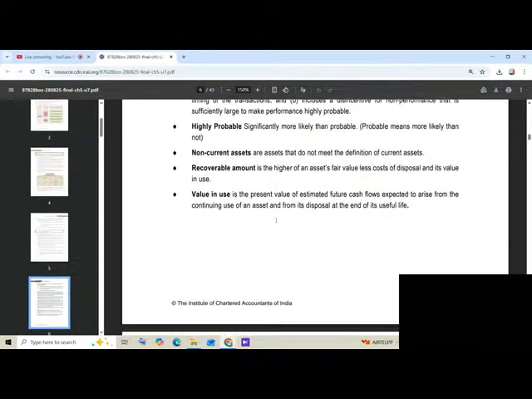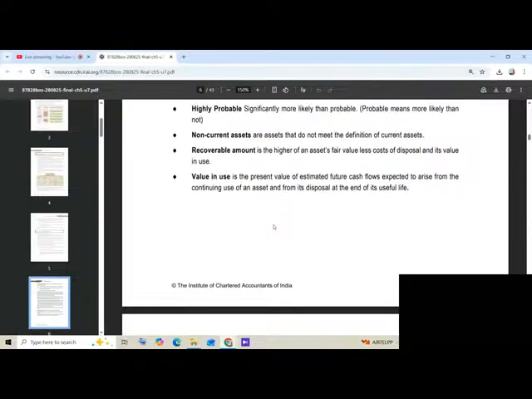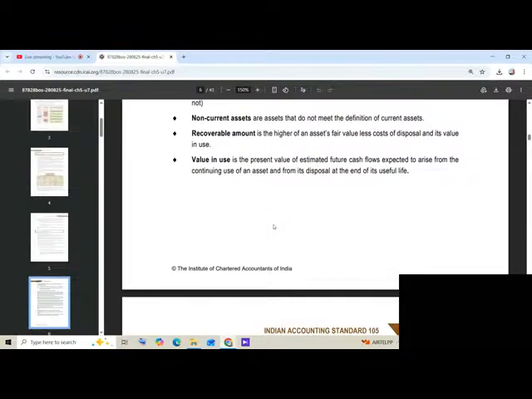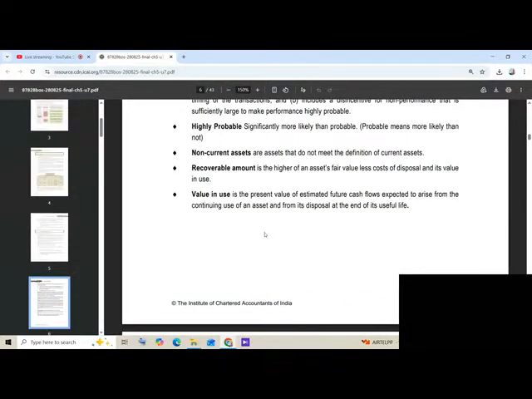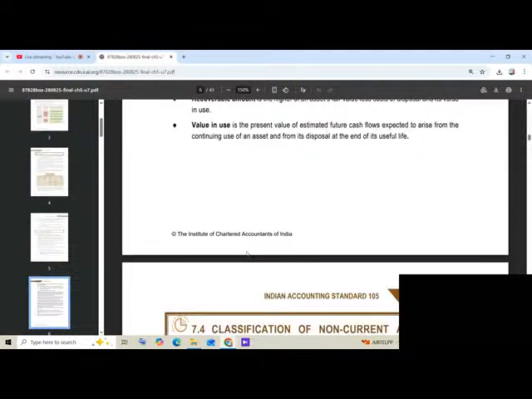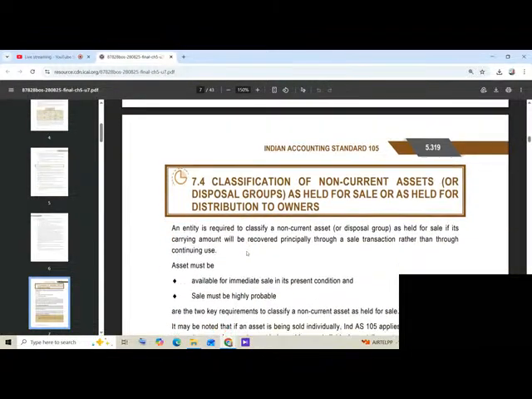Non-current assets are assets that do not meet the definition of current assets. The recoverable amount is the higher of an asset's fair value less cost of disposal and its value in use. Value in use is the present value of estimated future cash flows expected to arise from the continuing use of an asset and from its disposal at the end of its useful life.